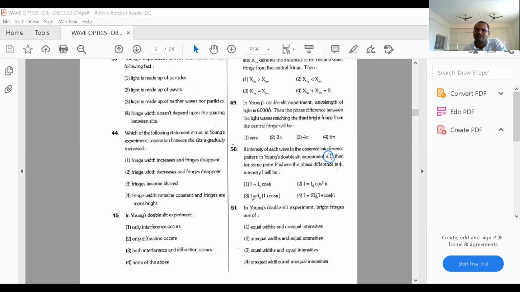Each wave has intensity I naught. At some point P, where the phase difference is phi, what is the intensity? They are asking this. Two intensities are given: I1 is I naught and I2 is also I naught. So what is the resultant intensity?